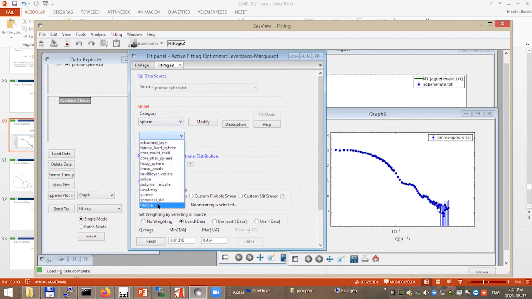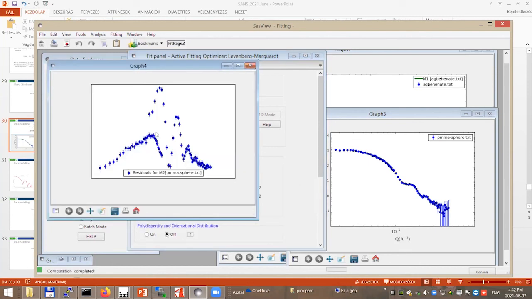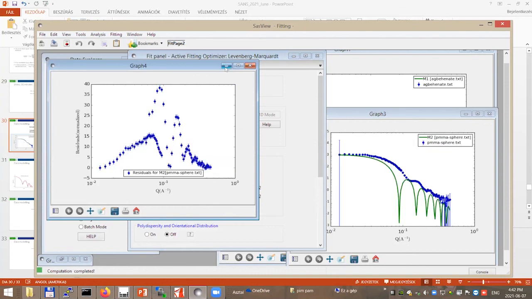You can see that the model is simple, but the sphere can be a core-shell sphere, a binary hard sphere, a core with multi-shells, and a fuzzy sphere. Fuzzy sphere means the interface between the sphere and the surrounding is not smooth or not sharp. There can also be a couple of spheres like a purse or onion and so on. So we use the simplest one, the sphere. We close this graph because we don't deal with this one.